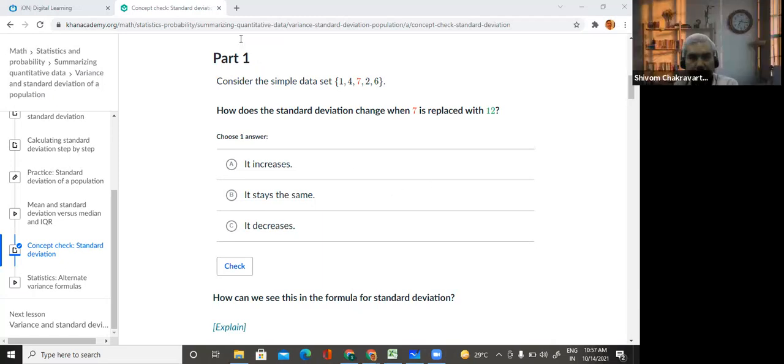Okay, one of you is saying it decreases. How do you find out? What is the logic? What is happening? If we replace 7 with 12, there are two things happening. One is that at the end of the spectrum we have a very high value. Right now the highest value is 7, and now the highest value is 12. So not just the end value is changing, the mean is also changing. The mean is no longer what it was when we had 7; the mean is becoming higher. And at the end, we have a somewhat extreme value also.